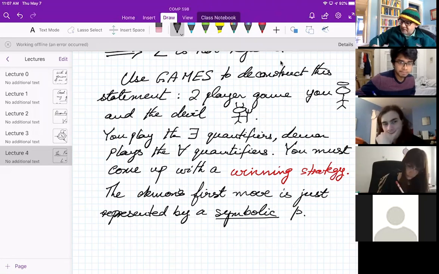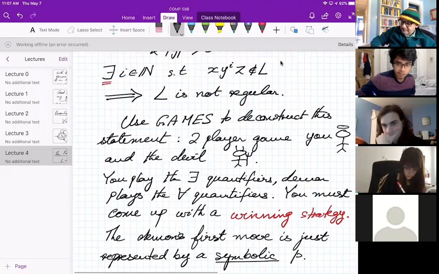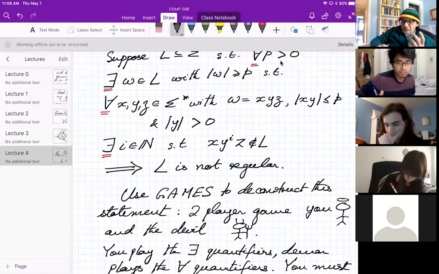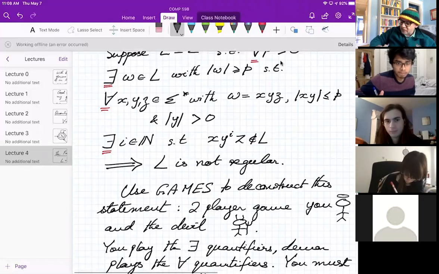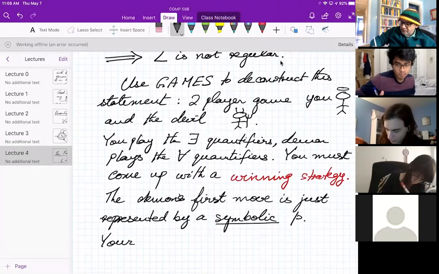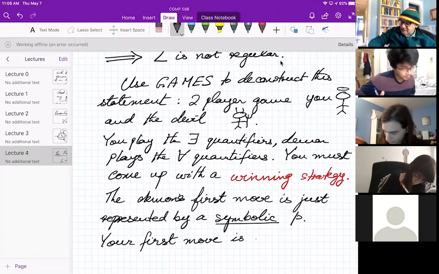Okay, so the demon makes its move, so then step 2 is your move. You get to pick a word. You'll use the symbolic value of P in how you construct that word, but it is your move. You get to actually explicitly choose a move. So your first move is explicit.